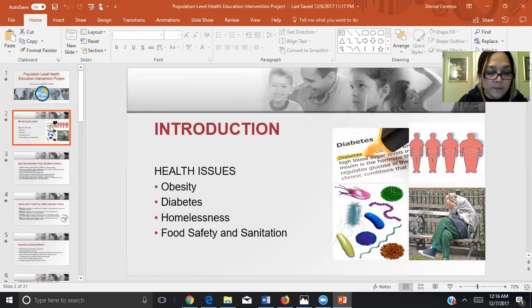Introduction. After completing my windshield survey project in the underserved low-income community in Santa Ana, I determined that the four health-related issues that this population has are obesity, diabetes, homelessness, food sanitation, and safety. Education interventions were designed with appropriate learning goals and evaluation of the effectiveness of the interventions.